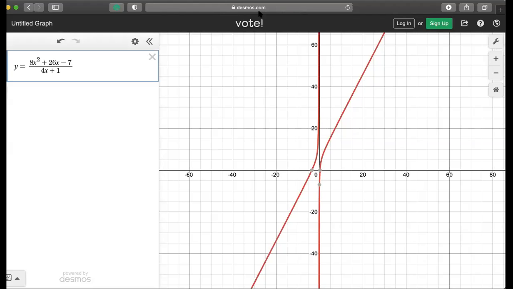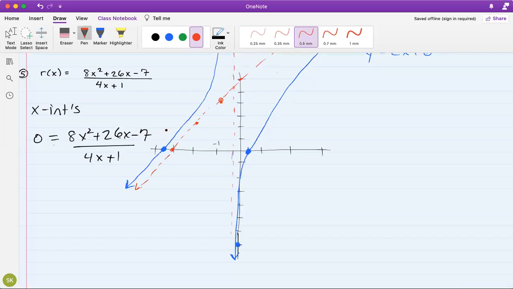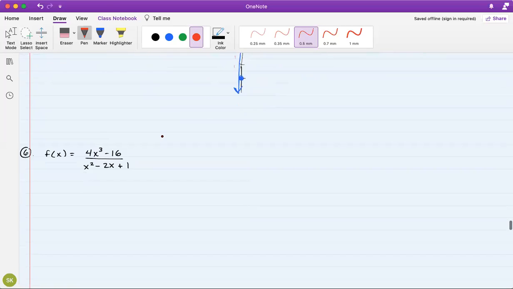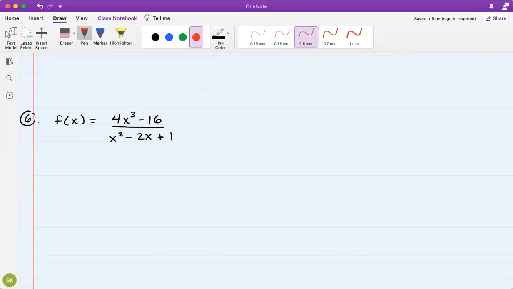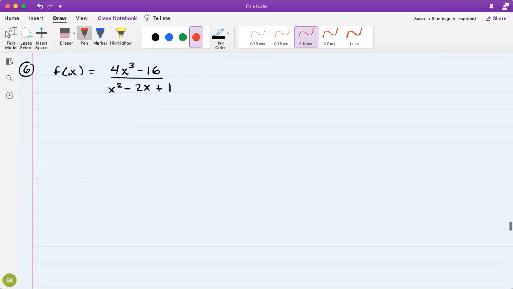Okay, let's go back to our document. Here we are. Let's try one more problem. This is another problem involving an oblique asymptote. We have f of x is (4x cubed minus 16) over (x squared minus 2x plus 1). So we want to graph this.